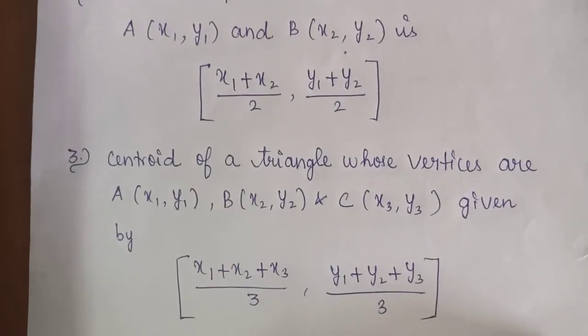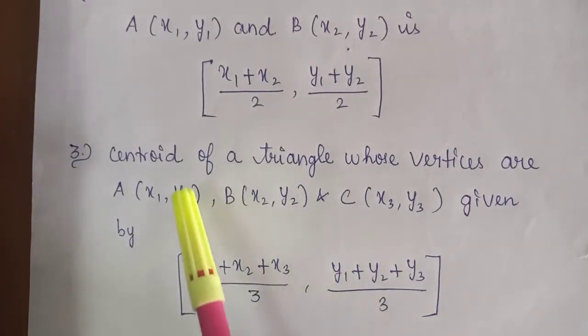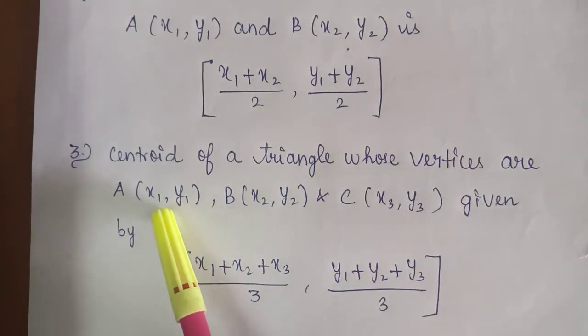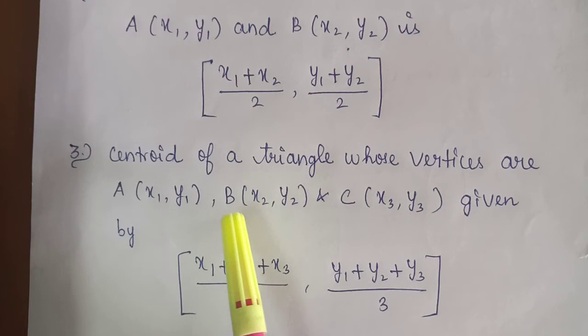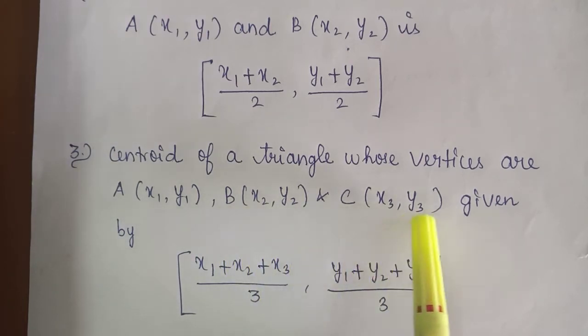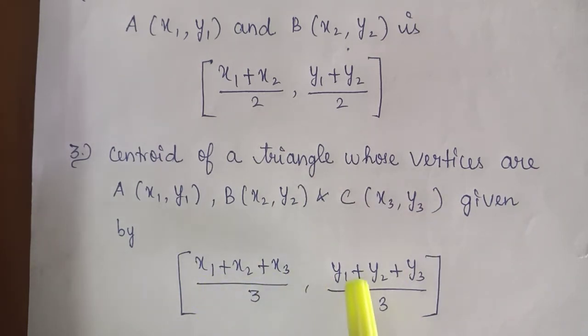Third one, centroid of a triangle. The centroid of a triangle whose vertices are A (x1, y1), B (x2, y2) and C (x3, y3) is given by ((x1 plus x2 plus x3) by 3, (y1 plus y2 plus y3) by 3).